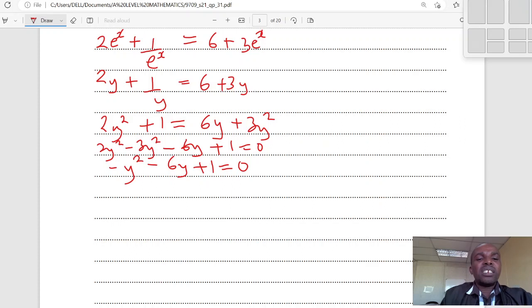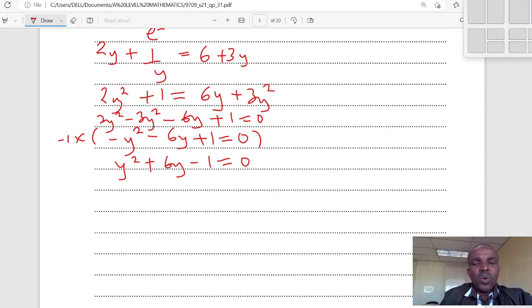I have to make sure that the coefficient of y squared, or the term with the square, must always be positive. So how can I do that? I can multiply everything here by minus 1. So it will be y squared plus 6y minus 1 equals 0. Then after that, I can now use the quadratic formula to solve this, right?